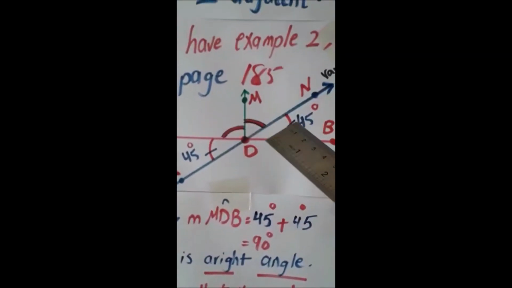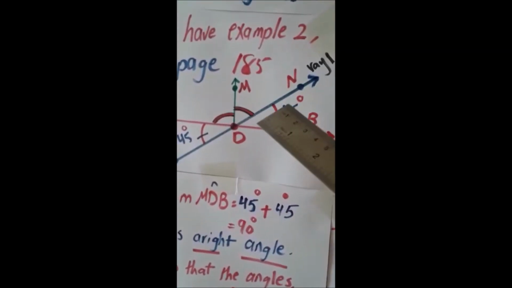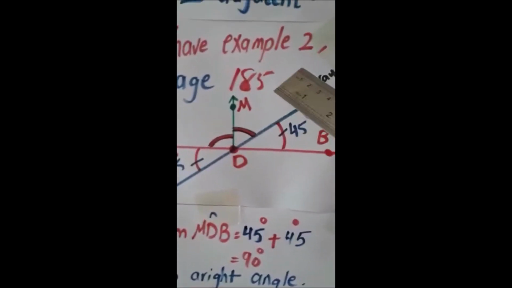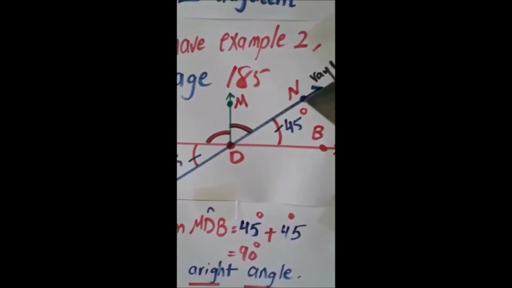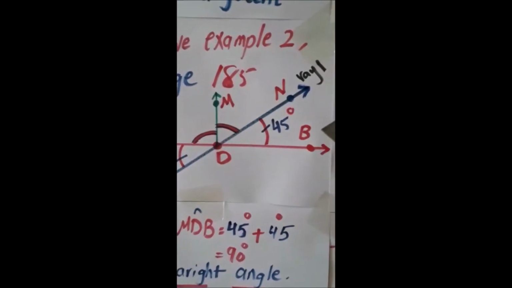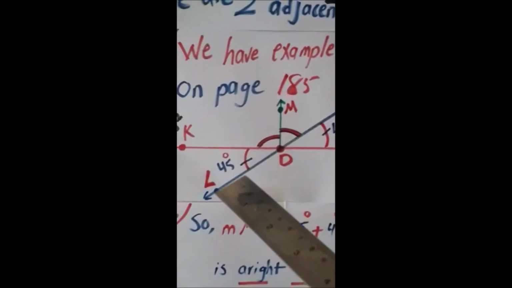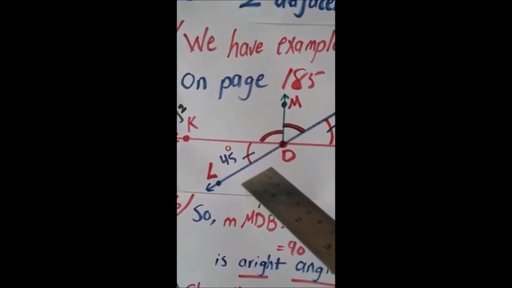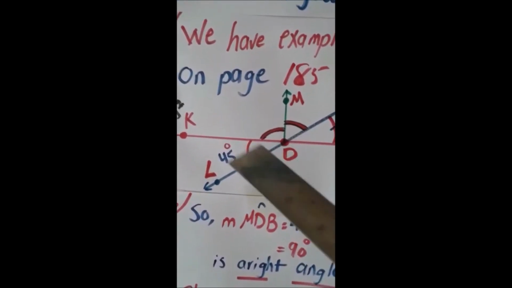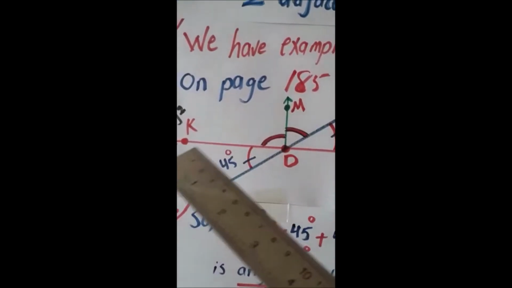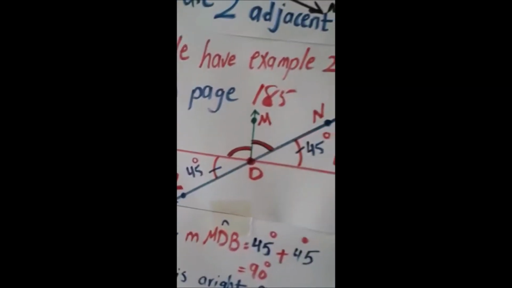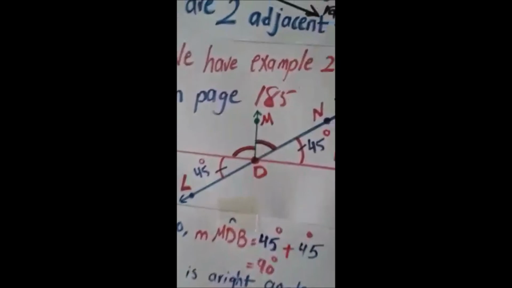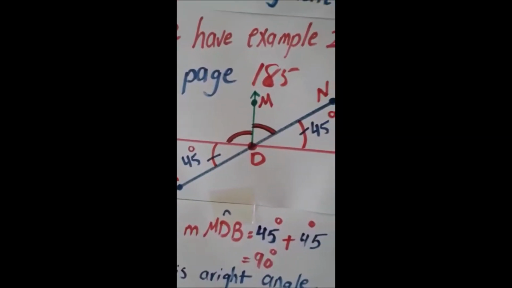Maybe some of you will ask, mister, can we read them in the opposite order? Yes, you can say MDN or NDM. You can say NDB or BDN. You can say KDL or LDK. You can say MDK or KDM as you wish. So this is important before we start: how to read any angle.